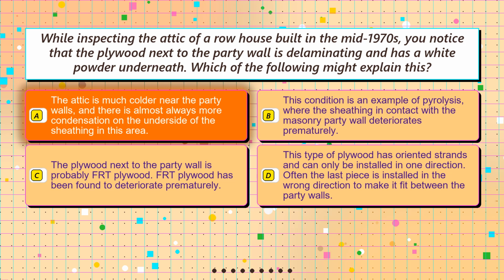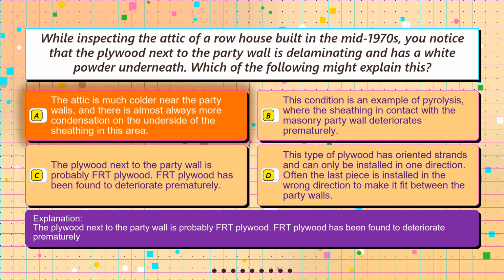The correct answer is option A, the attic is much colder near the party walls, and there is almost always more condensation on the underside of the sheathing in this area. The plywood next to the party wall is probably FRT plywood. FRT plywood has been found to deteriorate prematurely.